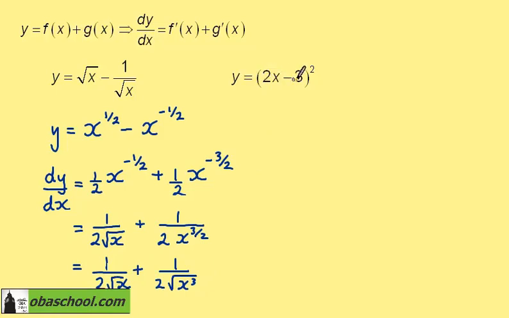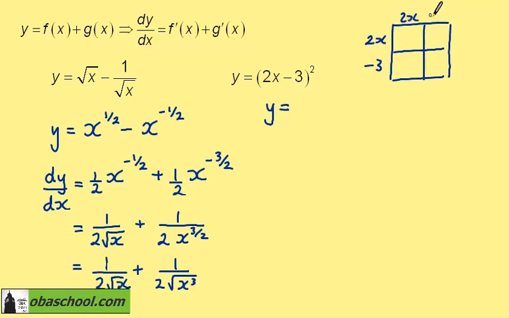Now considering this function, the first thing we need to do is expand the bracket. So to expand the bracket I'm going to use a grid. And we get 2x and minus 3, 2x and minus 3. This gives me 4x squared, minus 6x, minus 6x, plus 9. So this is 4x squared, minus 12x, plus 9.